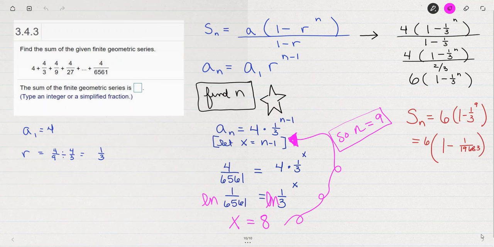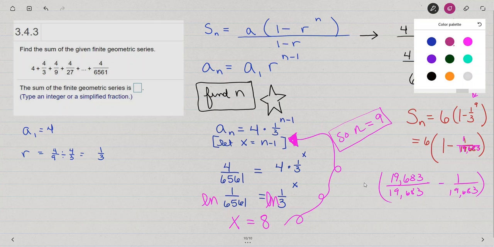So to do this calculation, it's all calculator from here. I'm going to do 1/3 to the 9th power, which is equal to 1 over 3 to the 9th power. So that's 1 over 19,683. And if I subtract that from 1, could you see this, that 1 could be 19,683 over 19,683, minus 1 over 19,683, and that was all times 6.